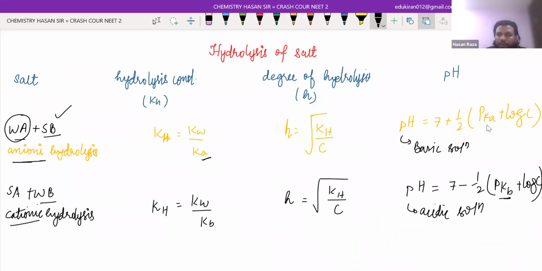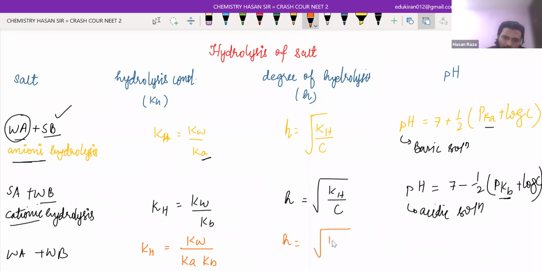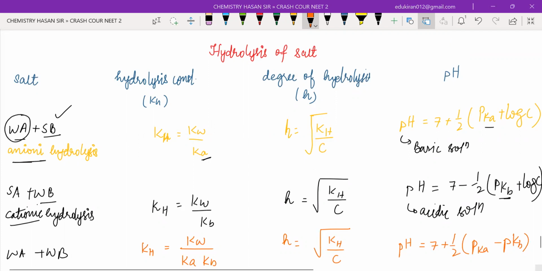Whatever is the weak one, that will come here, pKb. Here the acid was weak, so pKa. And the last, weak acid plus weak base. If both of them are weak, then Kh, as I told you, whatever is weak will come in the denominator. Since both are weak, we write it like this. Degree of hydrolysis, we can write it as Kh upon C. And then for pH, pH will be equal to 7 plus half into pKa minus pKb. So these are some formulas for hydrolysis constant, which is very important. Please do that.